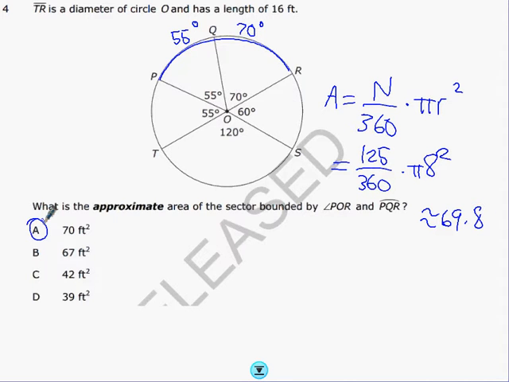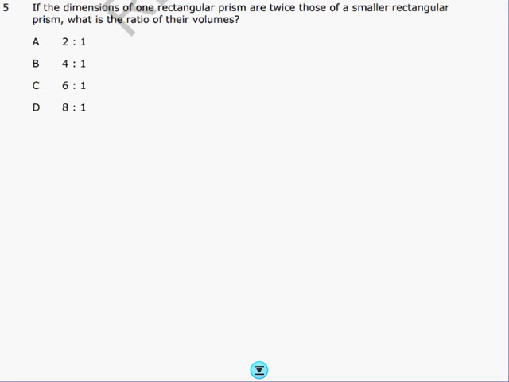Okay, rounded up to 70. If the dimensions of a rectangular prism are twice those of a smaller rectangular prism, what is the ratio of their volumes? Okay, the dimensions are twice as much.